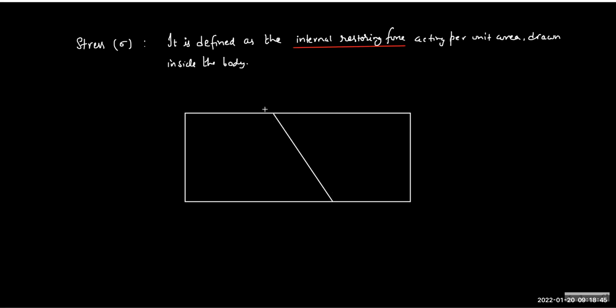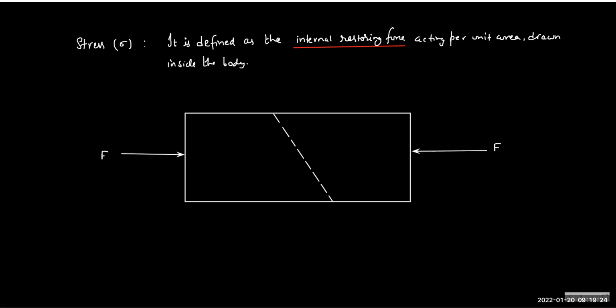So let's say this is the body, and this is the imaginary cross section which I have drawn. You should not take this as some sort of cut. This is just a cross section. Imagine that you apply force on this surface. Let's say you apply force F from both sides.